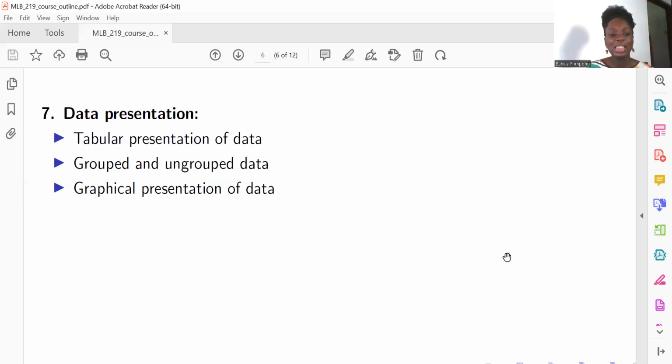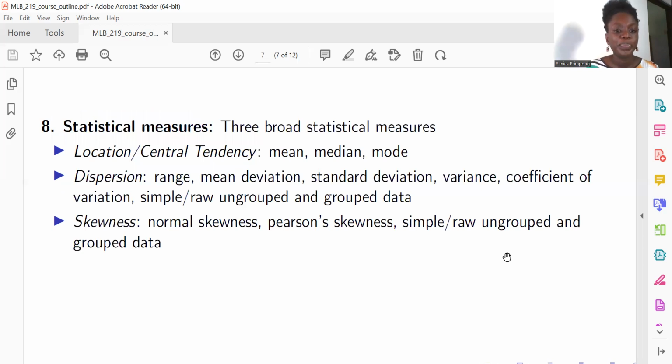We'll look at the different forms of data, and the different forms in which we present data. Sometimes we present them as raw data. Sometimes they are presented as grouped data. Sometimes they are ungrouped, and all of that. If you've heard of the word frequency table before, then it will all fall under this. Okay, we'll be looking at frequencies and many other aspects of this data presentation.